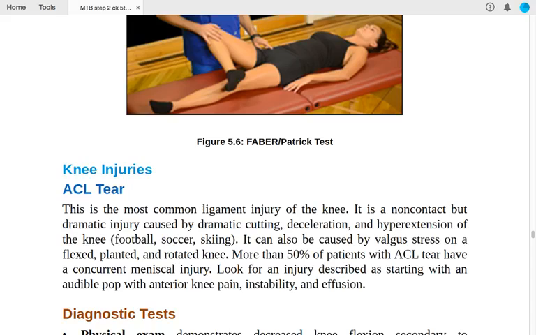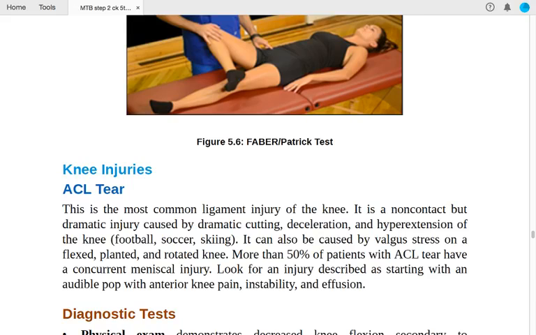It is a non-contact but dramatic injury caused by dramatic cutting or deceleration and hyperextension of the knee. Maybe those are cases with footballers or soccer players or skiing patients. In all of these conditions, there must be dramatic cutting, deceleration, or hyperextension of the knee. During a football match or soccer, the player can do this, and this injury can also happen in a skiing patient because of hyperextension of the knee. So these are the causes that we have to memorize, that this is the most common ligament injury.